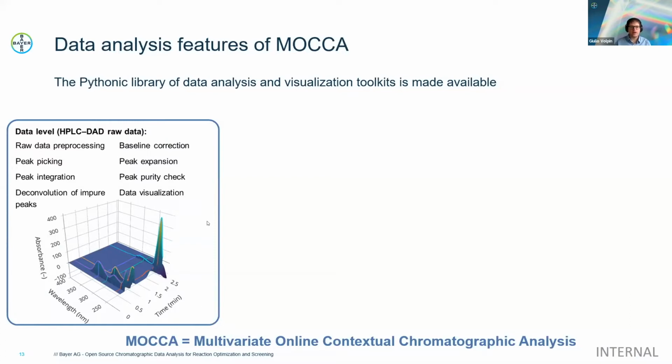You have to have a way of processing your diode array data that comes out of a standard HPLC with a PDA or diode array detector. And this features classical mathematical operations such as baseline correction, peak picking, peak expansion, integration, purity checks, and also deconvolution of impure peaks that we will hear about later on, which is really the key feature of MOCCA that enables us to do things that we would normally not really be able to do using standard vendor software.